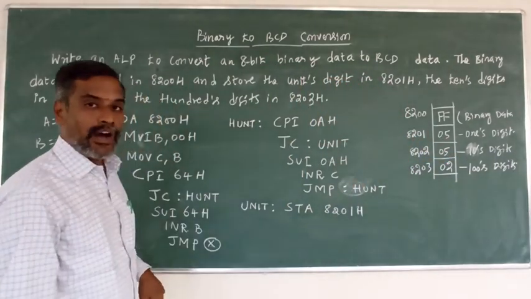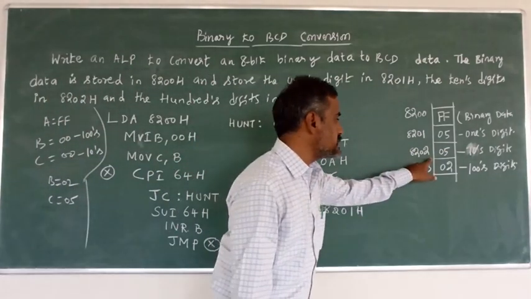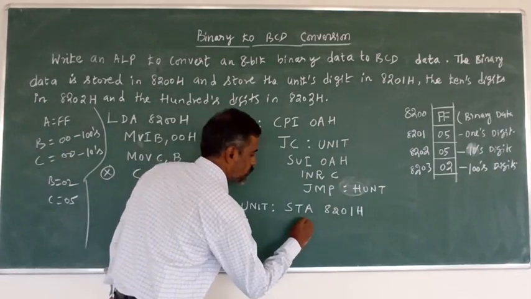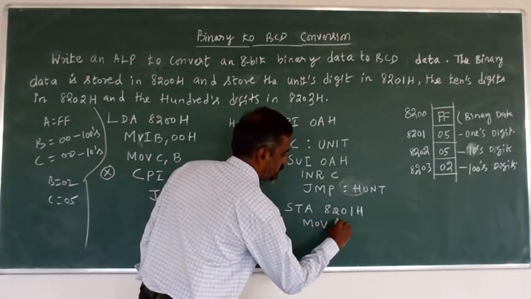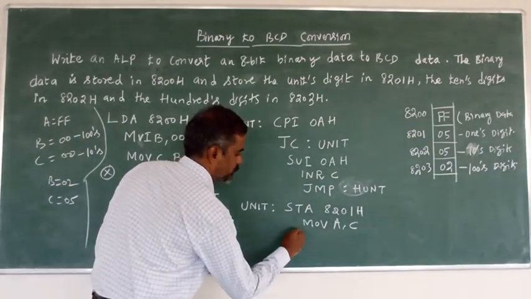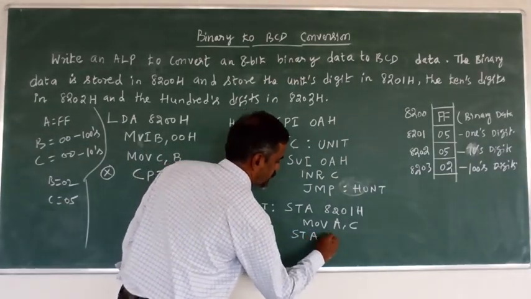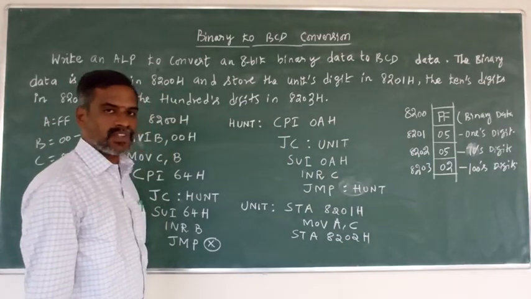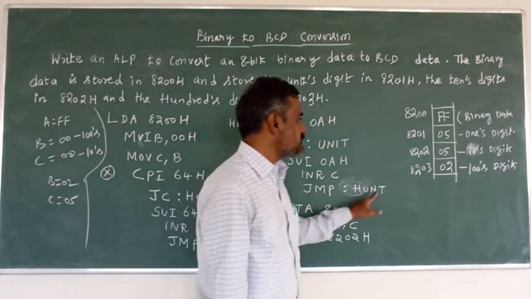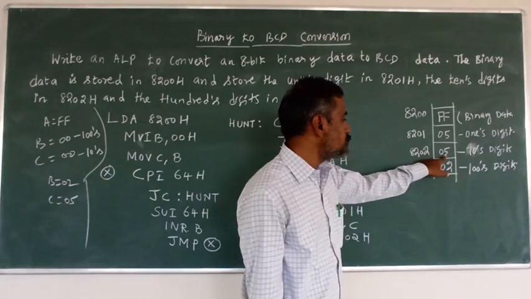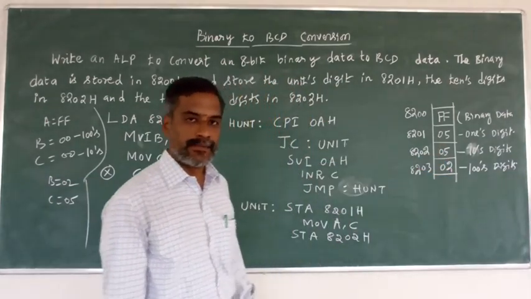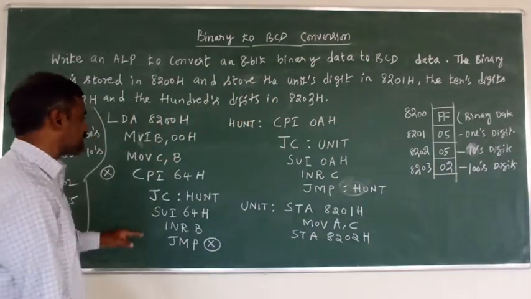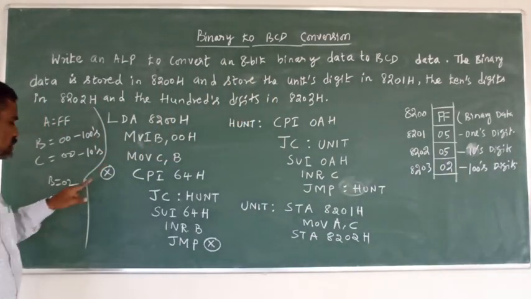Okay. After that, the tens result is available in the C register. Now the C register data is moved to the accumulator, MOV A, C. And then the accumulator result is stored with STA 8202 address. Okay. Now the tens result is stored at address 8202, result 05. After that, store the hundreds result. The hundreds result is available in the B register, 02.